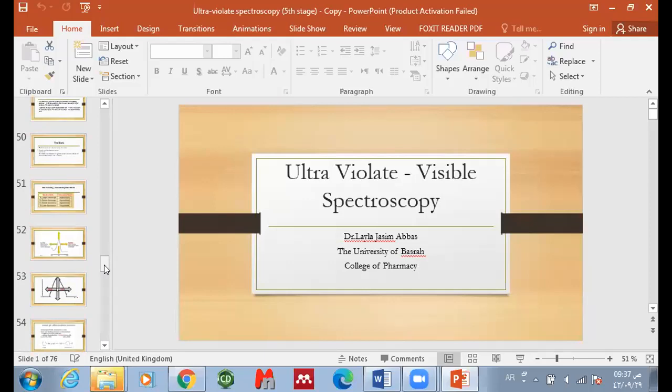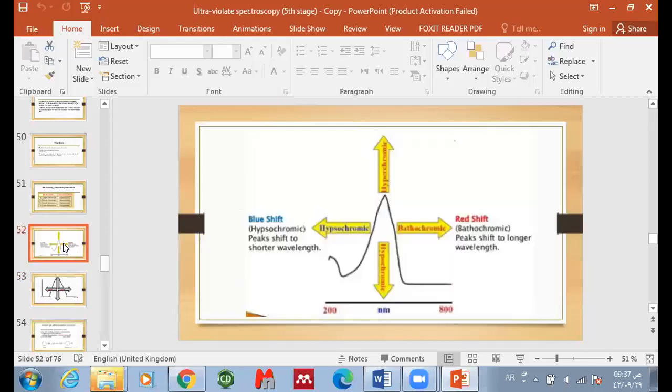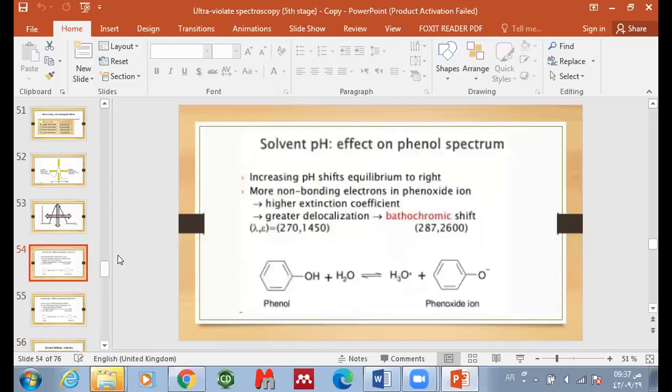Okay, تمام. So last thing we spoke about those shifts, bathochromic and hypsochromic shifts, red and blue shifts. Today we will speak about solvent and solvent effects. So first thing is solvent pH effect.